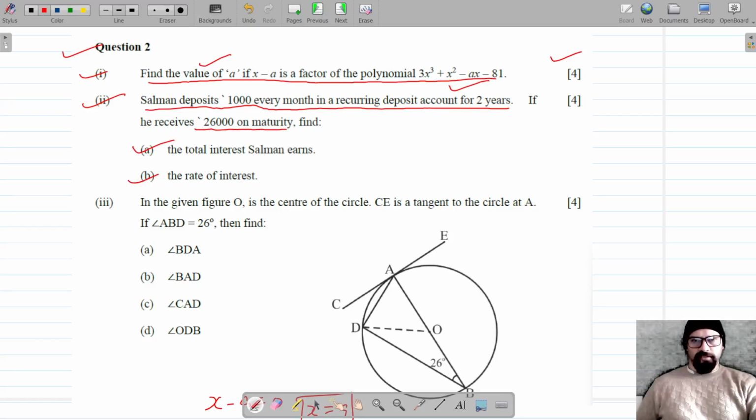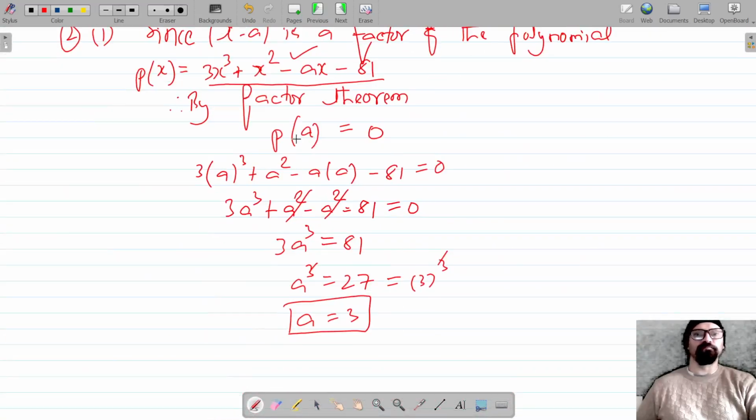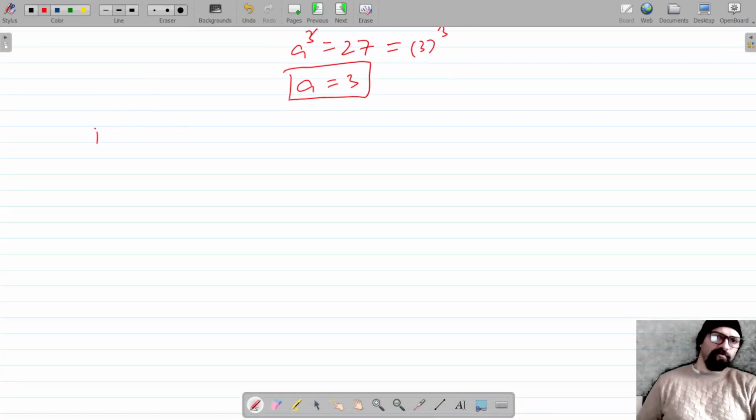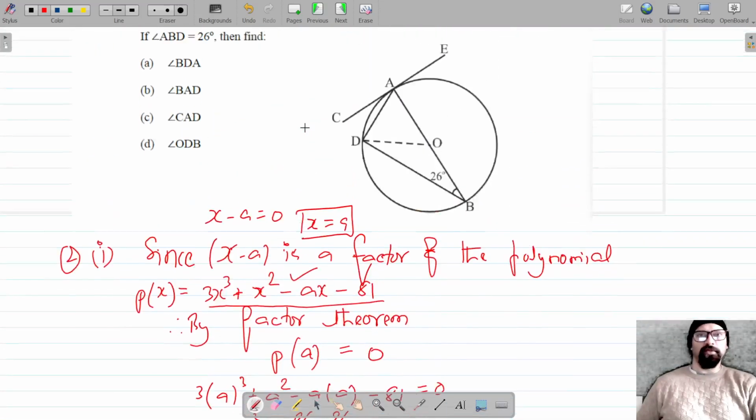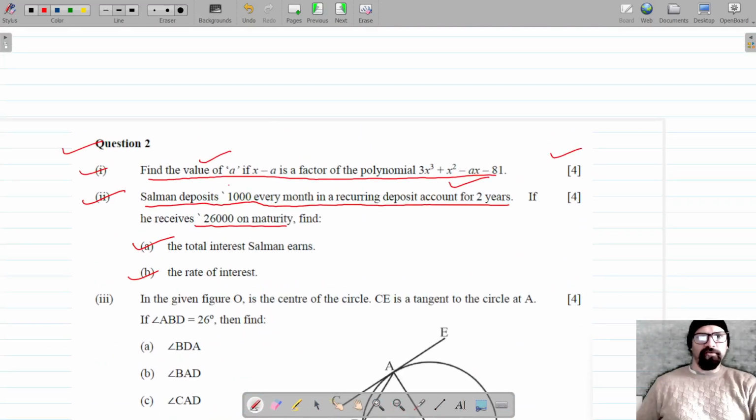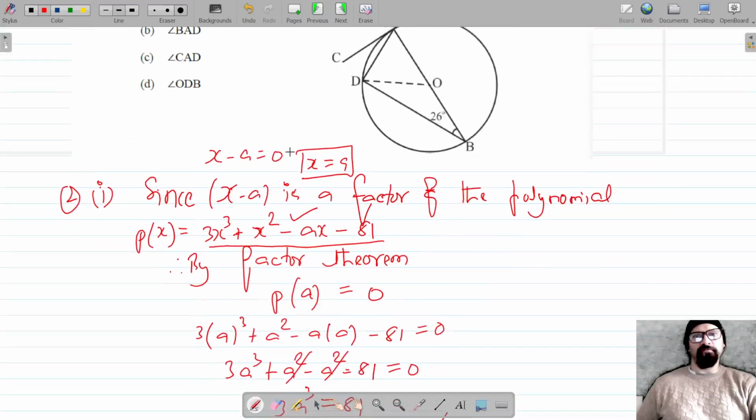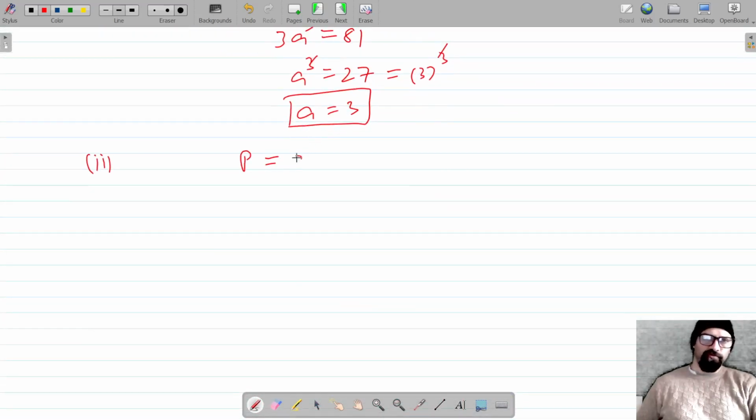Okay, let's write down the deposit for 2 years. So this is the principal. So this is question number 2, sorry, part 2. So the principal amount deposited by Salman is for 2 years, and per month he is depositing 1,000 every month. And 2 years means 24 months.